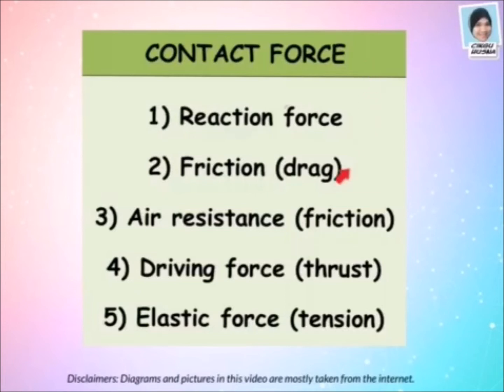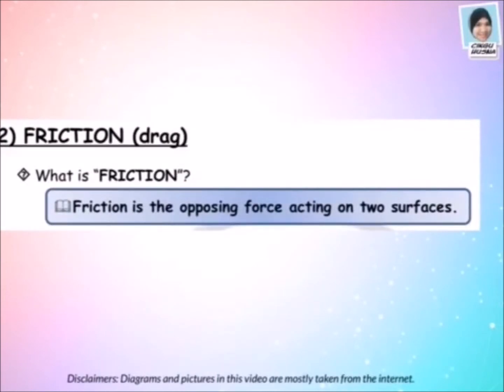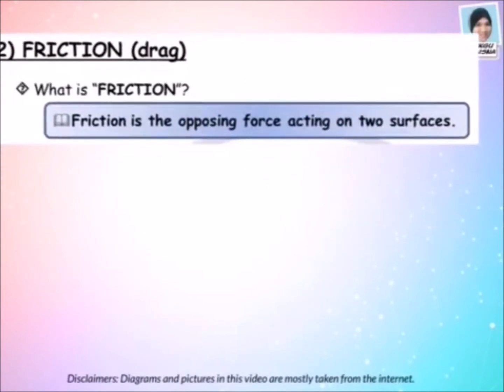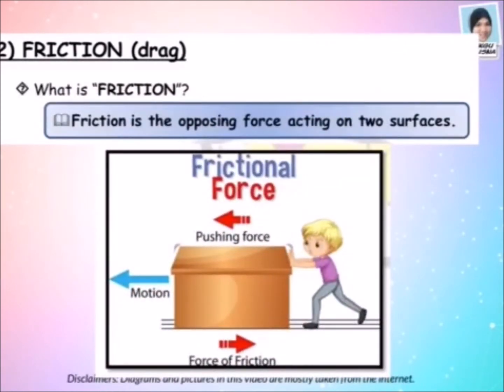The next contact force is friction or drag. Friction is the opposing force acting on 2 surfaces. For example, a boy pushing a box. The tip to identify frictional force is, if you see the arrow for the motion here, the arrow for friction is always the opposite of motion. So if the motion goes to the right, friction will go to the left. So it will always be on opposite sides.